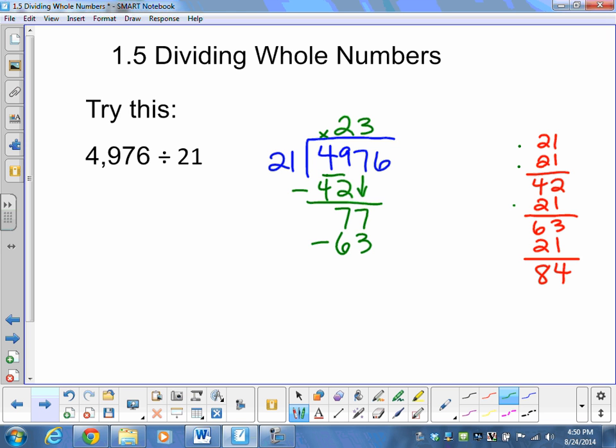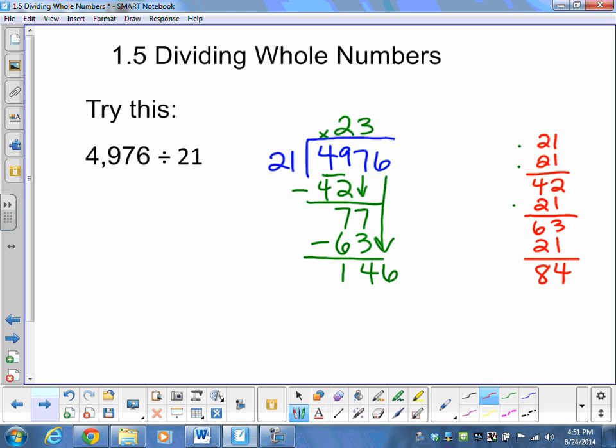And I'm going to subtract to see how much is left over. 7 minus 3 is 4. 7 minus 6 is 1. I have to bring down the next number, which is 6. Now we need to determine how many times 21 goes into 146.